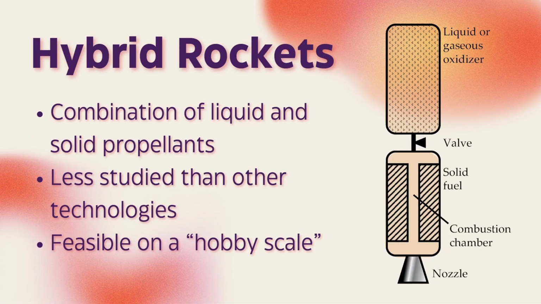So, what is a hybrid rocket? That's kind of an important question. They're a hybrid between liquid and solid rocket engines, which basically means that they use a combination of liquid and solid propellants. Usually, it's a liquid oxidizer and a solid fuel, but you could have a solid oxidizer and a liquid fuel, but usually it's the other way around.